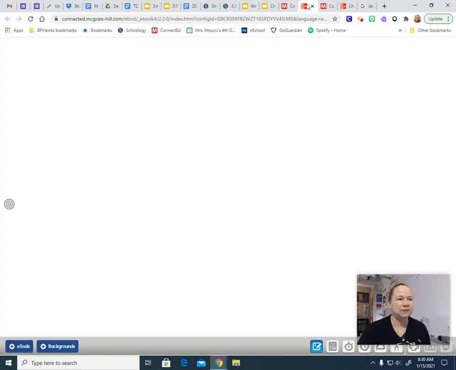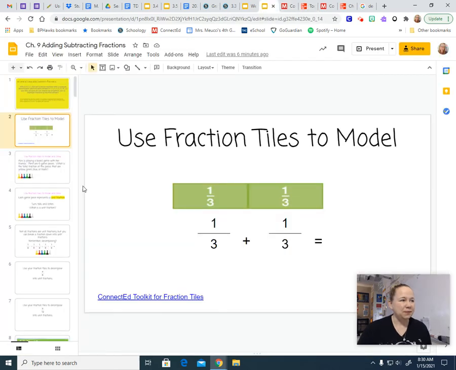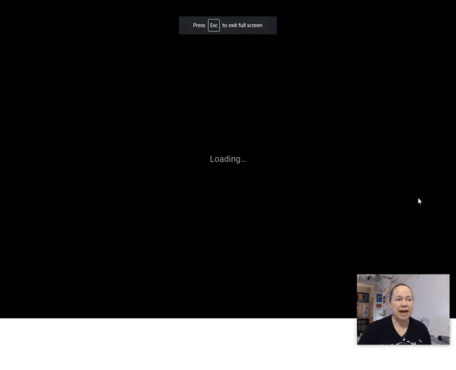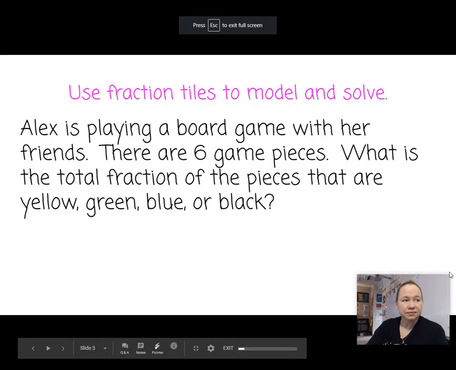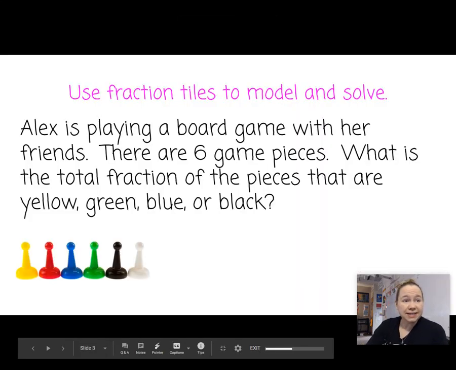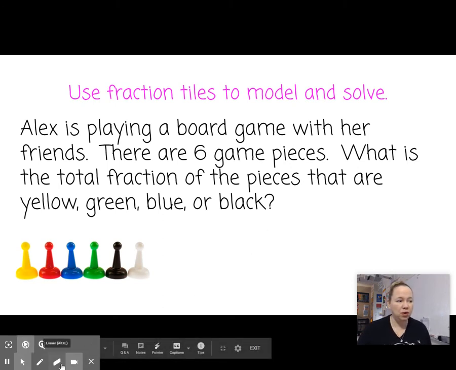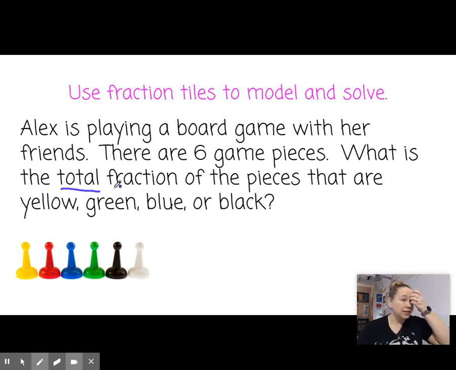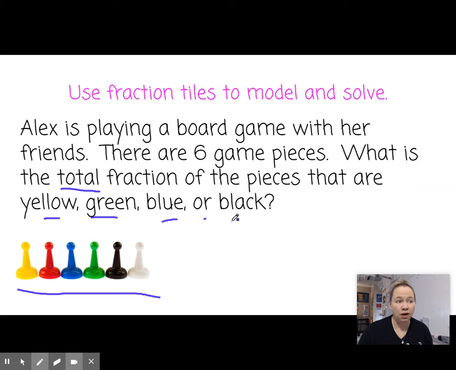I want to clear my screen. Okay, let's talk about this question. Alex is playing a board game with her friends. There are 6 game pieces. What is the total fraction? Remember that total is a key word here that usually means we're going to be adding. So there are 6 game pieces. What is the total fraction of pieces that are yellow, green, black, or blue? Remember or? What does or tell us to do? Yes, or tells us we're adding, right?